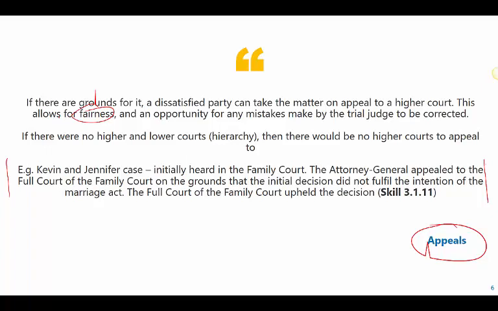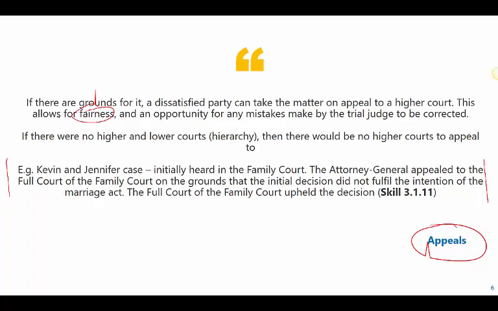This happened in this civil case, like I mentioned, the Kevin and Jennifer case. The Kevin and Jennifer case was a case regarding the Marriage Act. So obviously the Marriage Act has changed in the past year or the past couple of months to read that marriage can be between two people. It doesn't have to be a man and a woman. But this case occurred when the Marriage Act clearly said that marriage must be between a man and a woman.